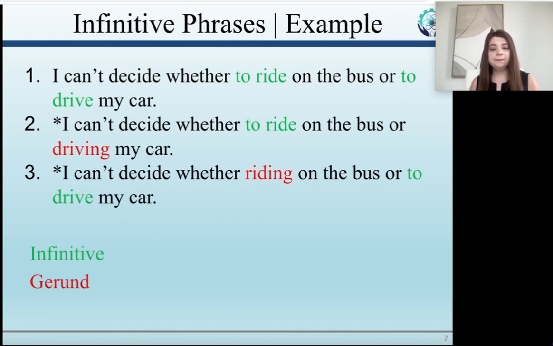Or the same thing with the third one. I can't decide whether riding on the bus or to drive my car, right? That doesn't make sense because, again, we're mixing gerunds with infinitives. But we could use two gerunds. We could say, I can't decide whether I'll be riding on the bus or driving my car. That's okay, right? Because we used two gerunds there. We were consistent. So it's important to be consistent for both, right? Otherwise, our sentence is likely not going to be grammatical, or it might not be as strong. It might be more confusing and choppy to read instead of straightforward.